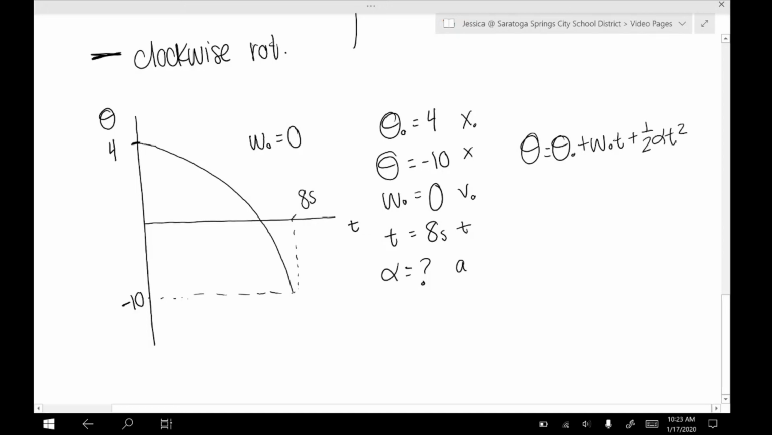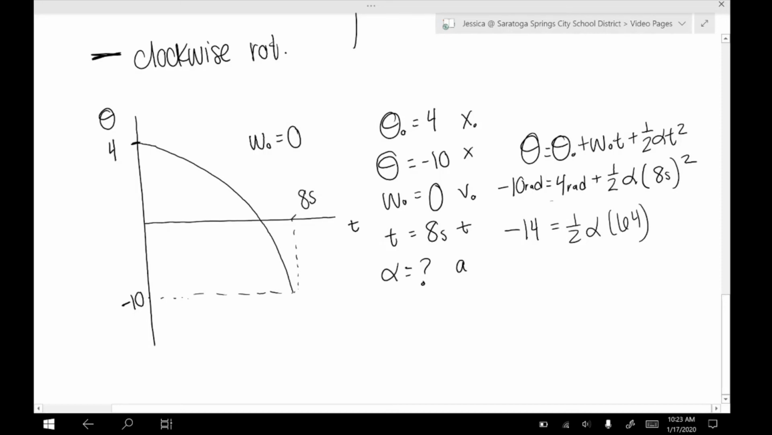So theta final is -10 radians. Theta initial is 4 radians. Initial angular velocity is 0. I'm looking for alpha, and the time is 8 seconds. And I got to remember to square that. So I'm going to subtract 4, so I get -14 is 1/2 alpha times 64.